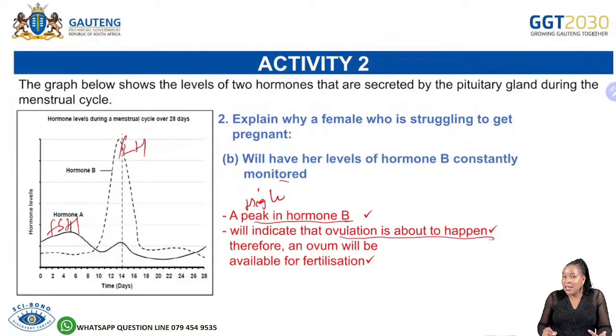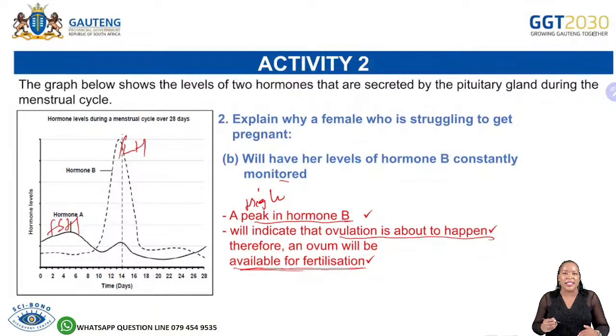What does that mean for fertilization? If LH is high, then you know that ovulation is about to happen, meaning the ovum is about to be released. And if it is about to be released, it is available. It means it is now available for fertilization. This is where the doctors will encourage the partners to go and try for pregnancy, because there are high chances of falling pregnant, because now ovulation has just taken place. It means the ova has just been released, or is about to be released. So that is very, very important.